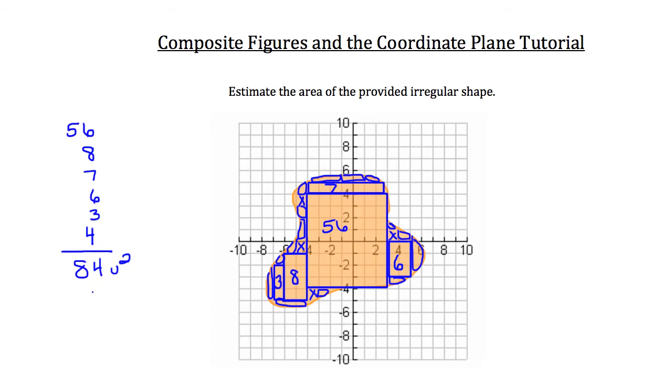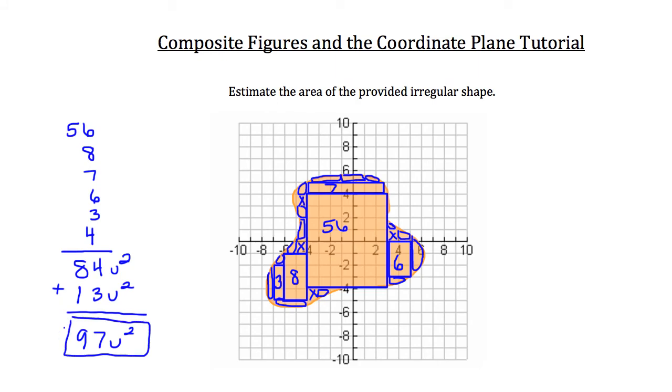So if you were following along with me, it looks like we have about 13 more square units. So if we add that to the others that we already had, we get a total of 97 square units, and that's an approximate amount.